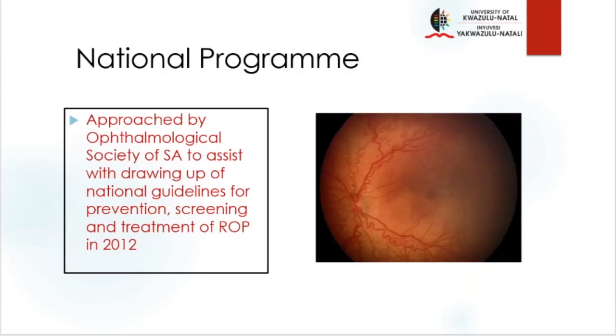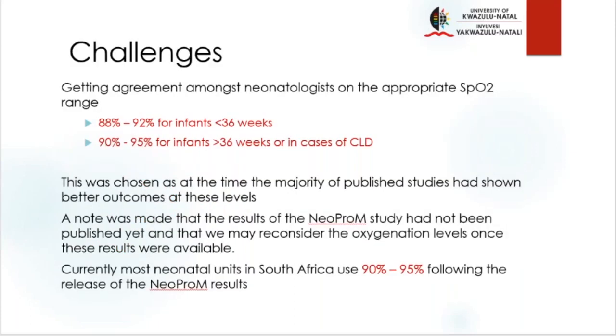In 2012, the National Ophthalmological Society asked me to assist in drawing up our national guidelines for prevention, screening, and treatment of RoP, because not only KwaZulu-Natal, but other provinces were now also seeing the same problem. And we started drawing it up, and these were published in 2013. So what were our challenges at the time of drawing up our guidelines?